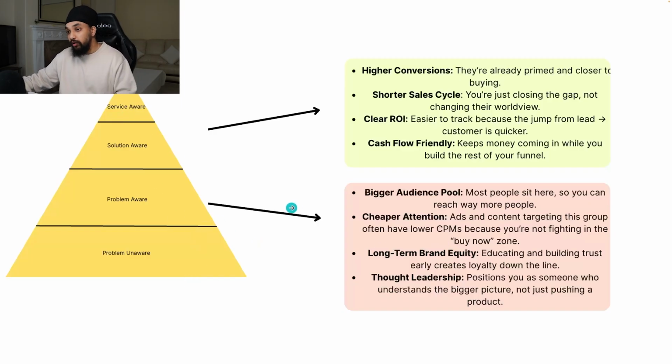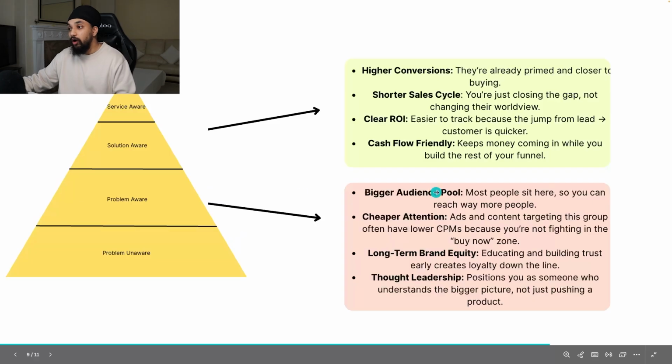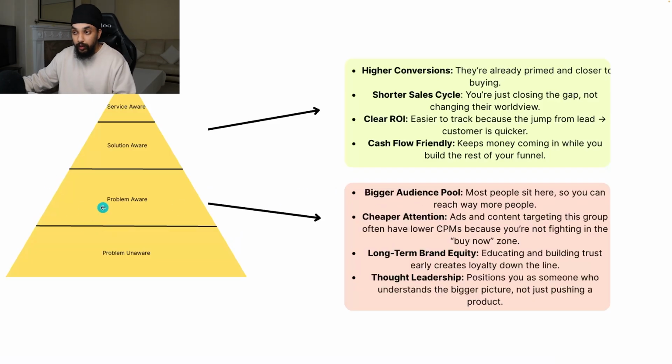Then on the bottom end of the pyramid, you've got a bigger audience pool, so there's a lot more people in this area that you can target. Like most people aren't aware of the service that they need, right? But if you can dig down and get into that, there's a lot of audience there. There's a lot of people there. And that's what the bigger companies often do.